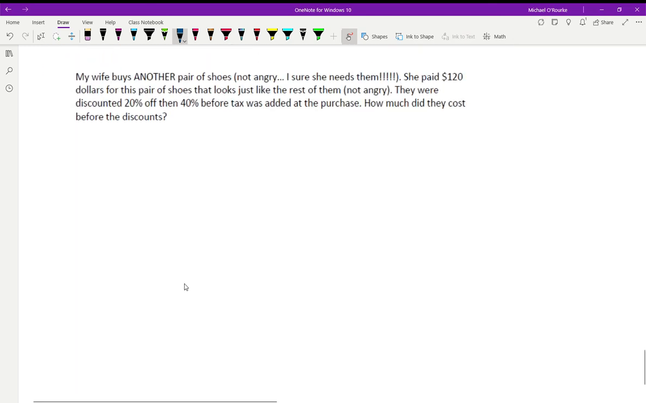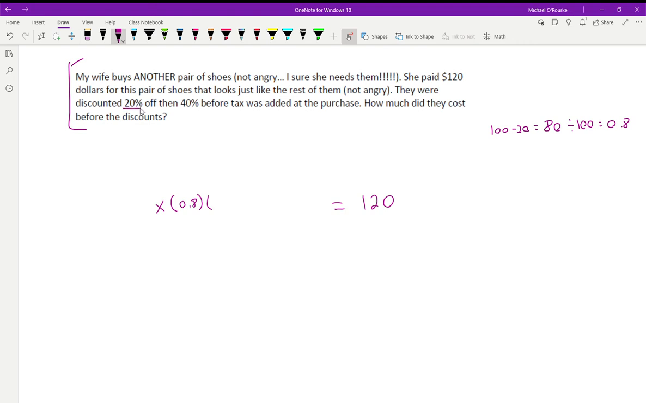Last question. My wife buys a pair of shoes. Okay, another pair of shoes. Her total cost is $120. What does she pay for it? We'll leave that as X. So it's discounted 20%. If you remember how I do 20%, I go 100 minus 20 equals 80, then divide that by 100 equals 0.8. So she's paying 0.8 of the price. Then she gets 40% off again. So 100 minus 40 equals 60, divided by 100 equals 0.6. So that's where the 0.6 comes from.